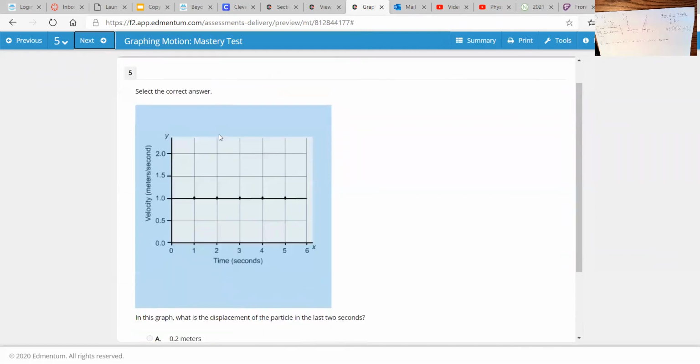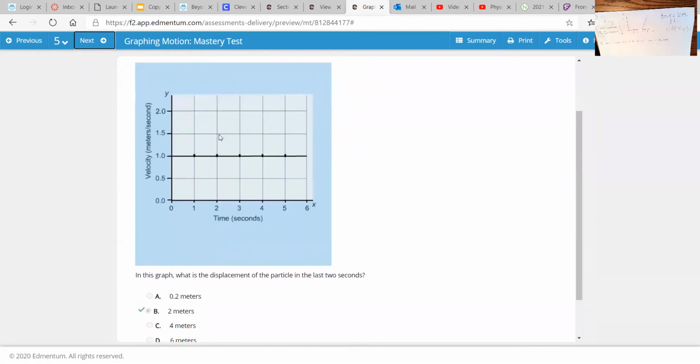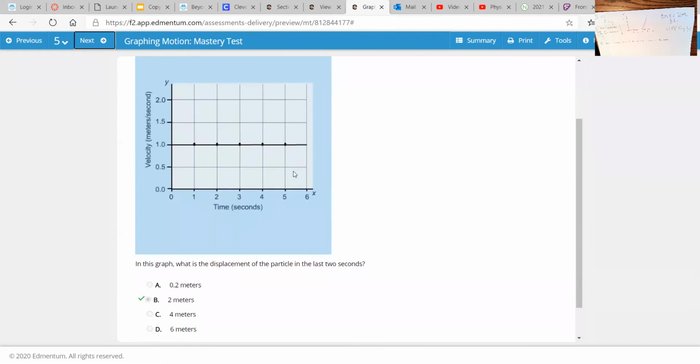Next question. In this graph, what is the displacement of the particle in the last 2 seconds? The last 2 seconds will be here. And once again, we're looking for the area underneath this line in the last 2 seconds. So I'll draw it out. Time. Velocity. And we're just looking at the last 2 seconds.